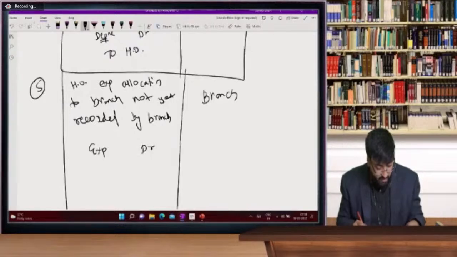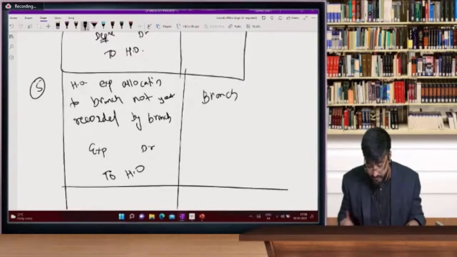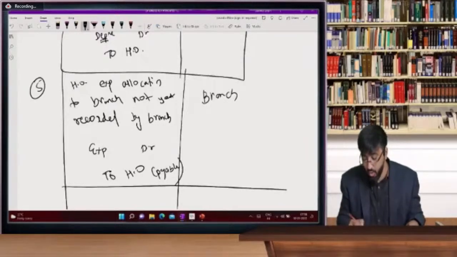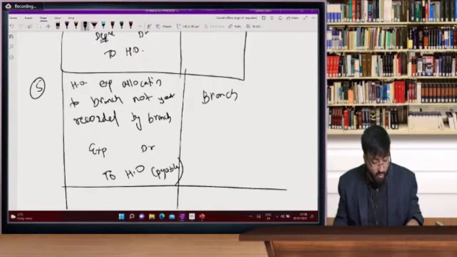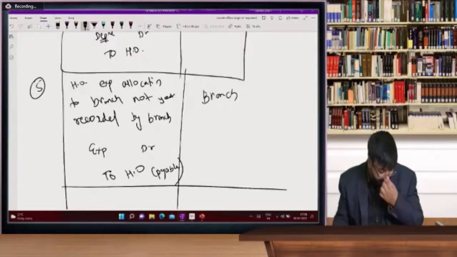Expenses account debit to head office. See, because these expenses we are going to pay to head office. So in the books of branch, we are payable to head office, and that's why the entry will be expenses account debit to HO. It's very simple.